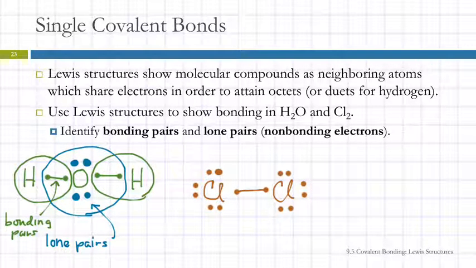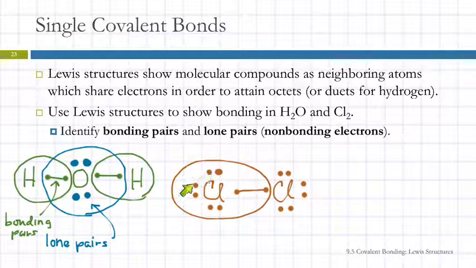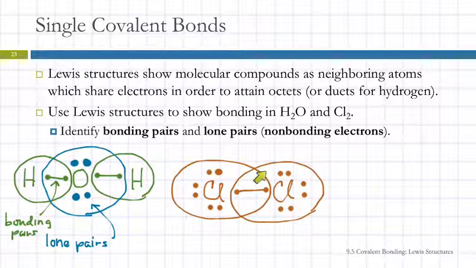Chemistry land is a very strange place. When they share, then this chlorine counts all of its lone pairs and the bonding pair. 2, 4, 6, 8. The other chlorine counts the bonding pair and all of its lone pairs. 2, 4, 6, 8. Everybody's happy. Question? So does that explain why Cl2 is diatomic in the gaseous state? Yep. This explains why chlorine is a diatomic element.